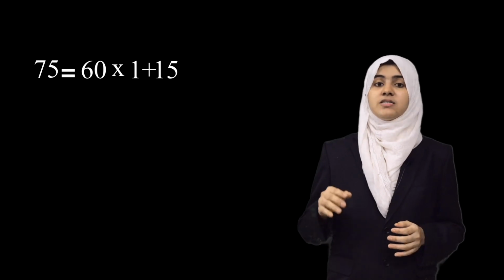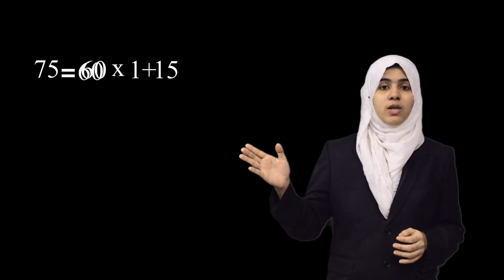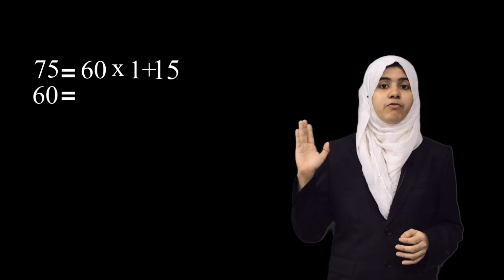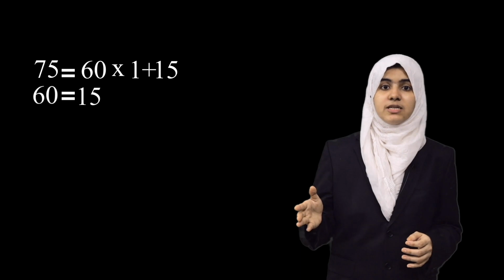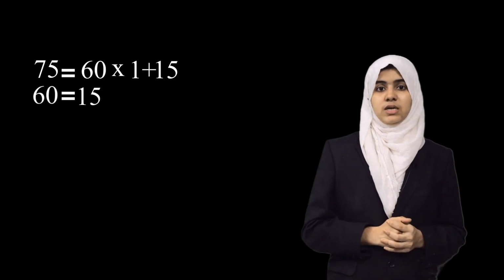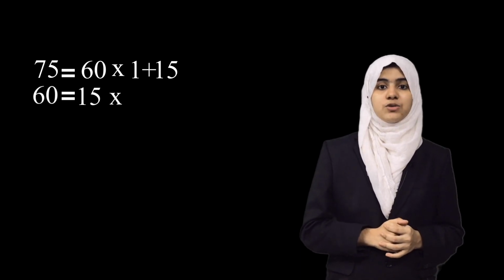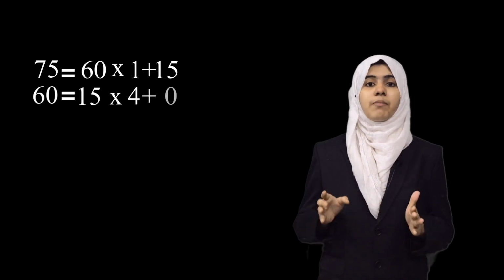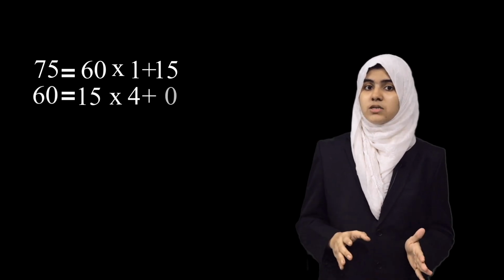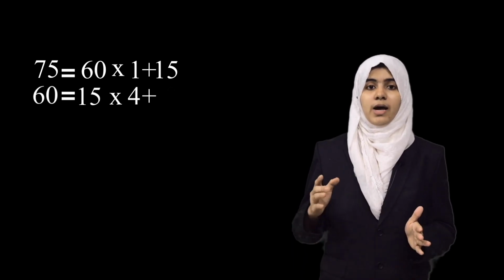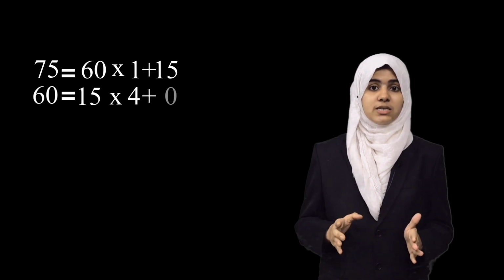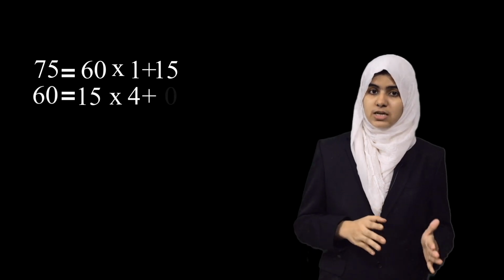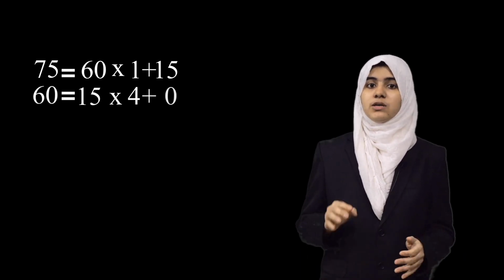In the next step, the divisor in the first step will become the dividend in the second step and the remainder in the first step will become the divisor in the next step. So 60 equals 15 into 4 plus 0. We have to continue this step till the remainder is 0. Once the remainder is 0, the procedure stops here and the divisor at this step will be the HCF. So here we got the remainder as 0. So our HCF is 15.